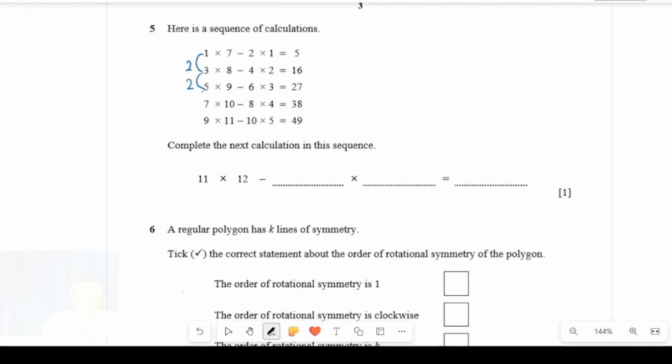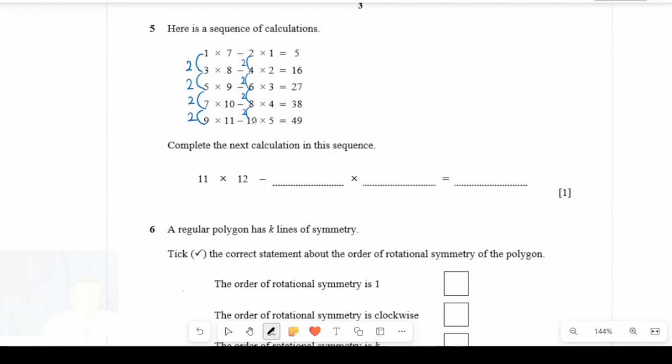2, 2, 2. Why this is increasing by 1, 1, 1, 1, and then here also is increasing by 2. Take away 2, then the next one you take away 4. So here you take away 2, then here you take away 2. So the next number, this is 11 times 12.